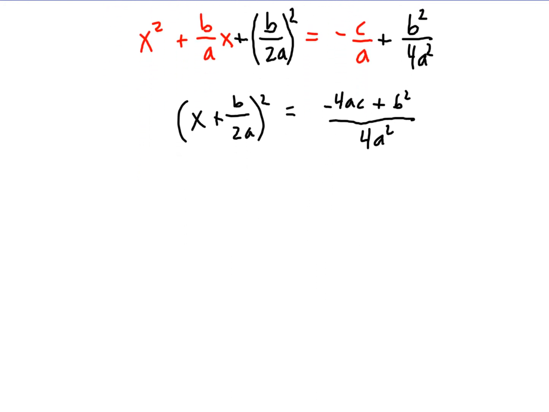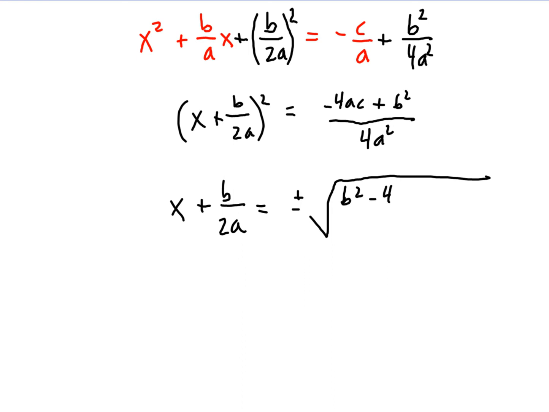Okay, let's move this down a little bit. Now, at this point I'm going to take the square root of both sides. And when I take the square root of a perfect square, that leaves me with x plus b over 2a. And now I will have plus or minus the square root of this entire expression. And I'm also going to apply the commutative property here so that I can write b squared minus 4ac as my numerator all over 4a squared.